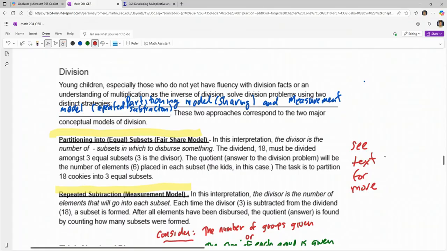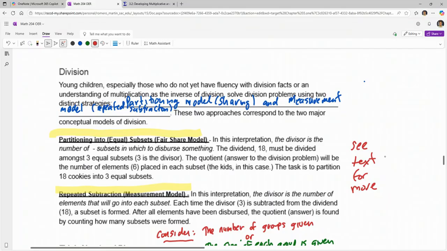But before that, we usually approach division, especially early with children, with two distinct strategies. One is called partitioning, which is the fair share model or sharing, and one is called the measurement model or repeated subtraction. So you'll hear multiple ways of describing the same idea. That's why I'm using multiple words here.